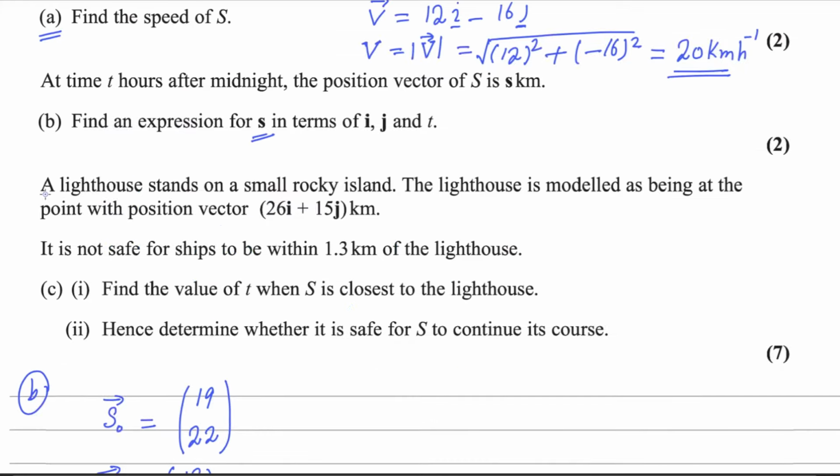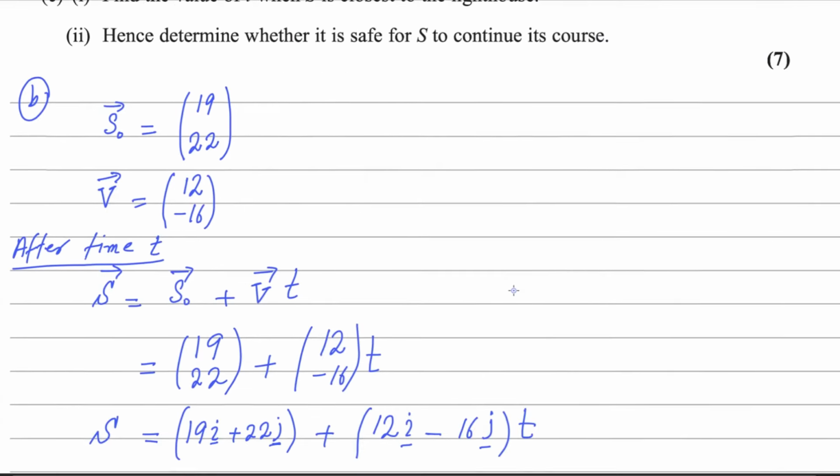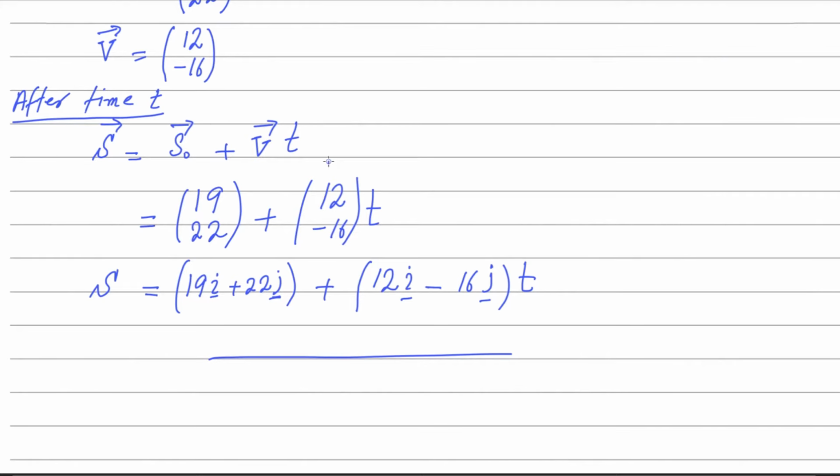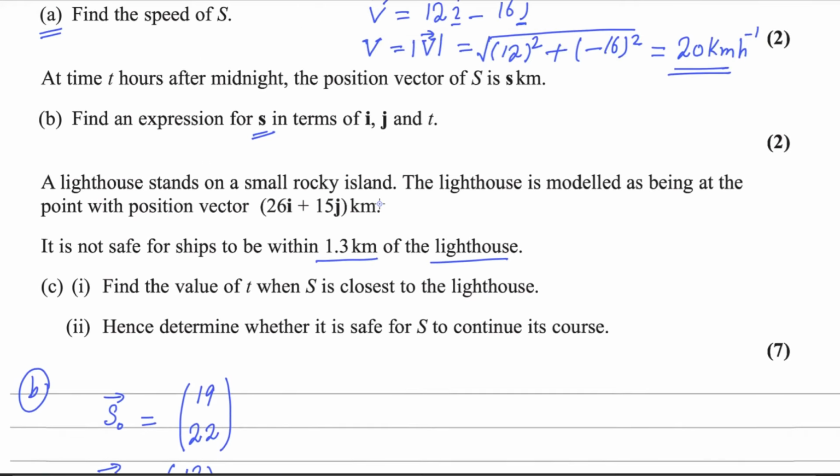Second part is done. The next part: a lighthouse stands on a small rocky island. The lighthouse is modelled as being at the point with position vector 26i plus 15j kilometres. It is not safe for ships to be within 1.3 kilometres of the lighthouse. Find the value of t when S is closest to the lighthouse. First of all, this one is the direction vector. It will give you the direction in which S is moving. And the lighthouse is at this position vector, 26 and 15: 26 right and 15 units up.